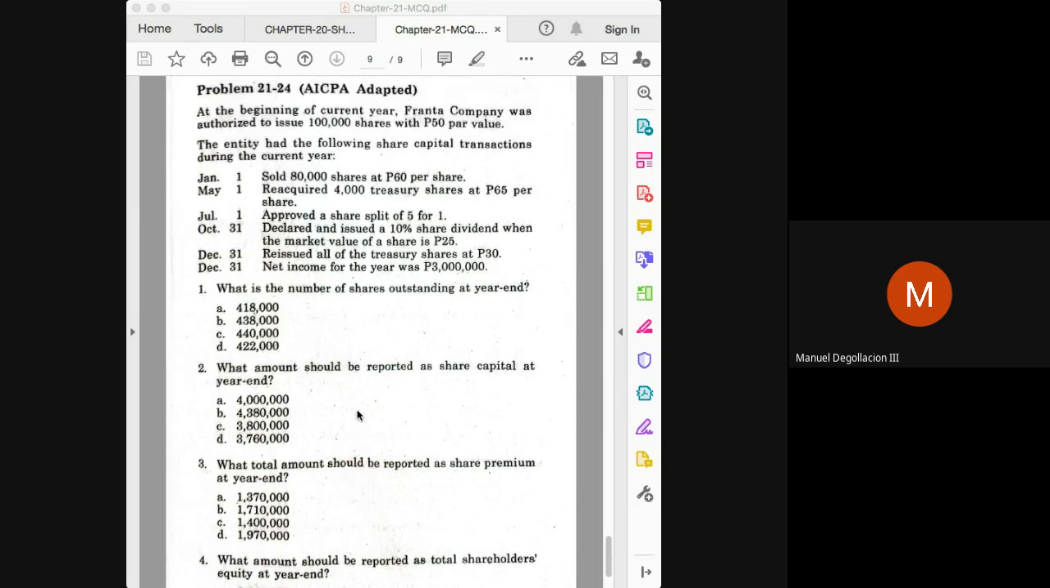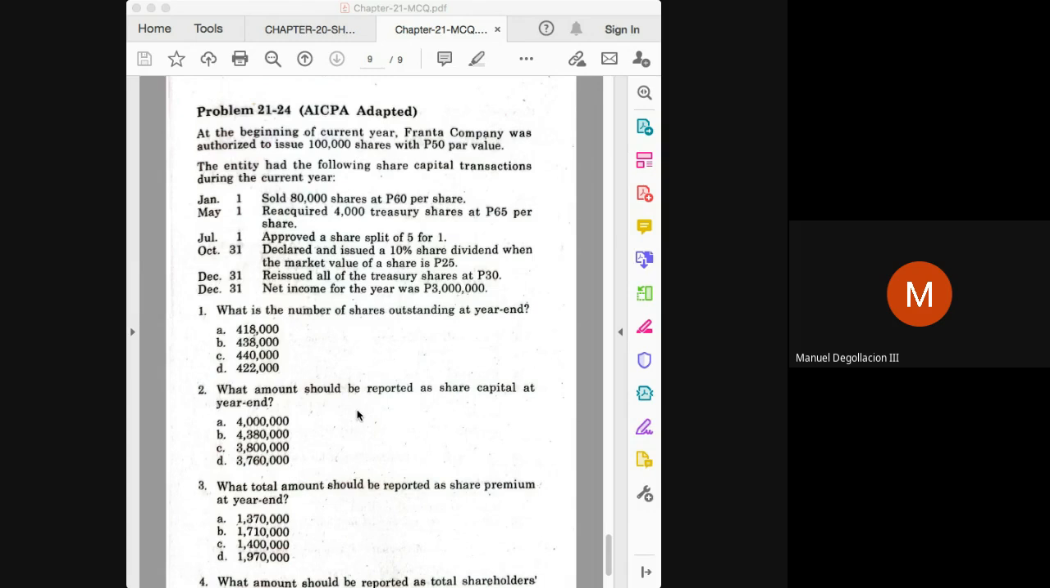Now, what is the number of shares outstanding? We started at 80. Then we solve for our issued shares first. 80, and then we had the stock split of 5 to 1, so it became 400, and then the stock dividend of 38,000, we will have 438,000. Then supposedly we are going to deduct our treasury shares to arrive at our outstanding shares. But here, since all treasury shares were just later on reissued, our outstanding shares will be equal to our issued shares, which is 438,000.